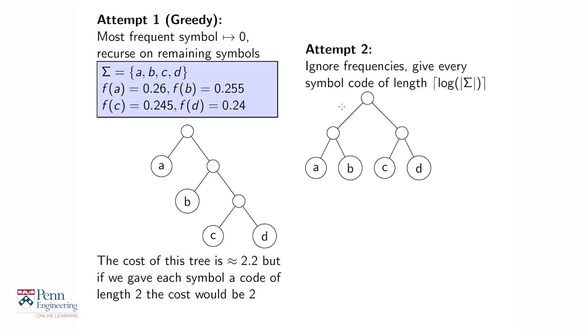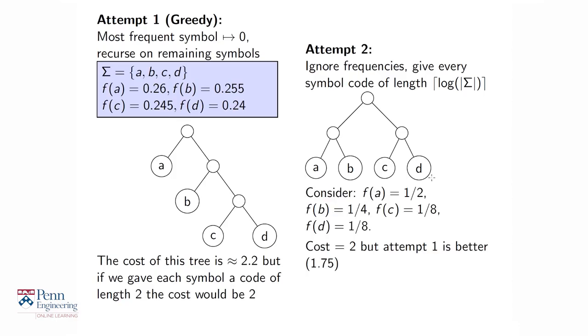Instead, if we had just made a balanced tree like this, where all code words were length 2, so A was encoded with the string 00, B was encoded with the string 01, and so on, of course the solution would have cost 2, because every code word has cost 2. Okay, so the cost would be 2 there.